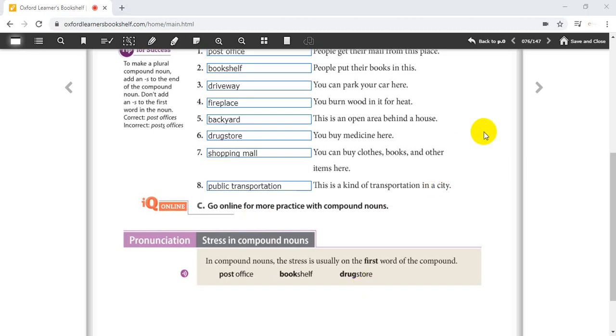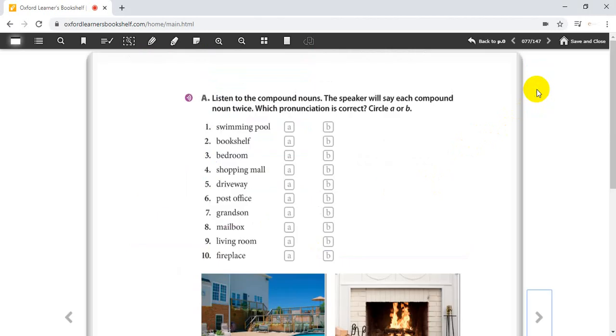All right, so now let's do activity A on page 77. You're going to listen to the compound nouns and the speaker will say each compound noun twice. Well, that's a very, very good practice, okay? And you have to listen which pronunciation is correct. Is it A or B? So the speaker will say swimming pool twice. The speaker will say the word 2 times.